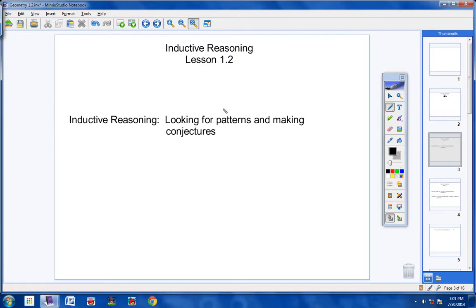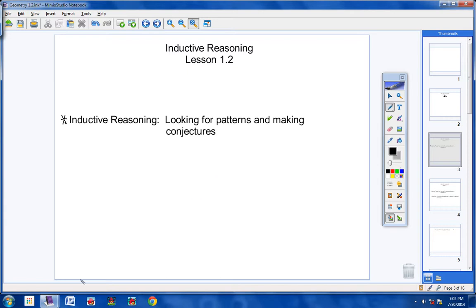I will tell you when I want you to write things in your notes. I will also tell you what's going to be on your test or quiz. This right here will be on a quiz or test, so please copy this in your notes. Inductive reasoning, please copy this down, is when you look for patterns and make conjectures. Let me say that again. Inductive reasoning is looking for patterns and making conjectures.